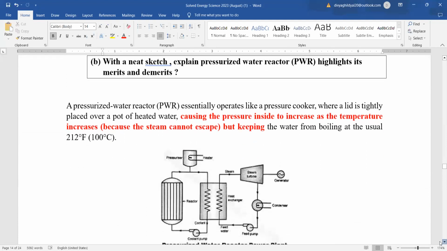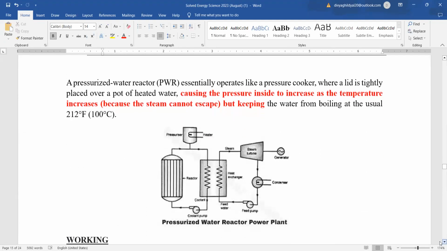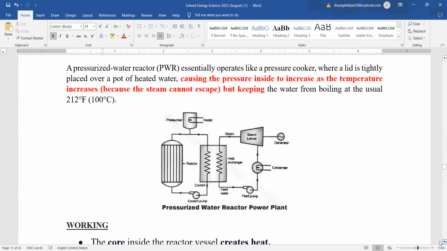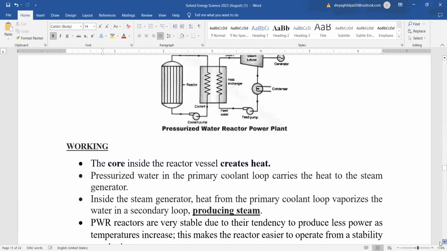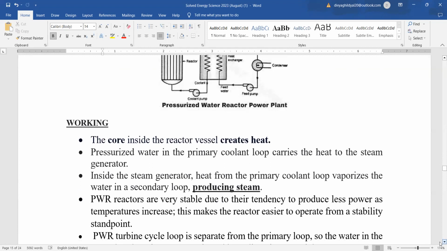Explain pressurized water reactor. Highlight its merits and demerits. Now, a pressurized water reactor uses the concept of pressure to create steam which is then used further. The pressure inside increases as the temperature increases. Its working can be compared to that of a pressure cooker. And then the steam is used further. The core inside the vessel creates the heat. Basically, pressurized water is the primary coolant here.